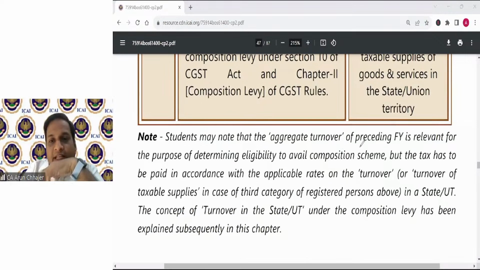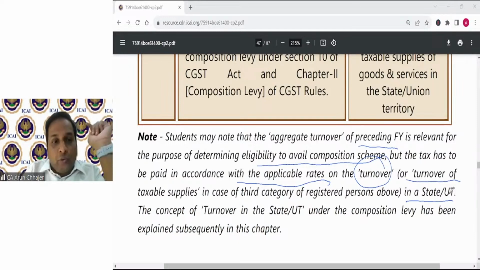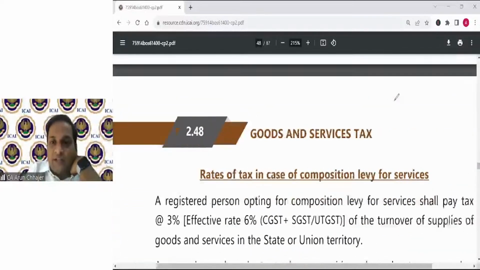Students may note that aggregate turnover of the preceding financial year is relevant for the purpose of determining the eligibility to avail composition, but the tax has to be paid in accordance with the applicable rate on the turnover, or the turnover of taxable supplies in case of the third category, in the state or UT. Concept of turnover in the state or UT has been explained subsequently. So there is a further slide in which there is a further discussion of this turnover in the state or UT.